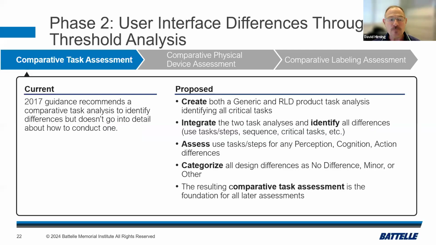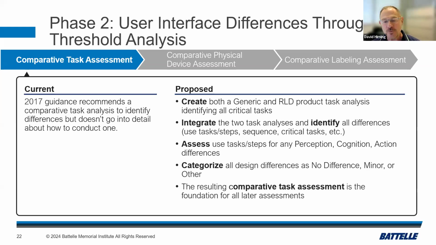Now, when we first jump in, the first task is basically to create the generic task analysis. We've all done task analysis before. And the idea is we create a generic task analysis for the generic device, and then we reverse engineer the RLD's task analysis from its IFU. The next part of this phase, the comparative task assessment creation, is to integrate those two task analyses into one comparative task assessment.